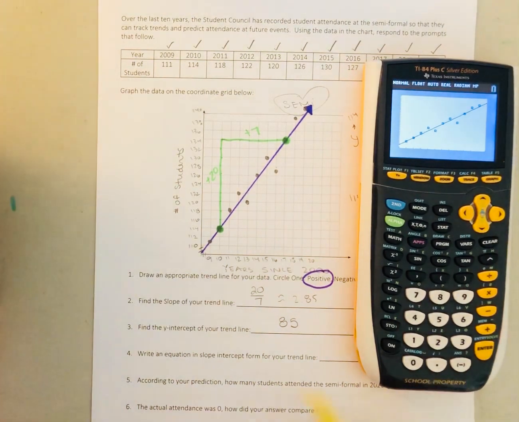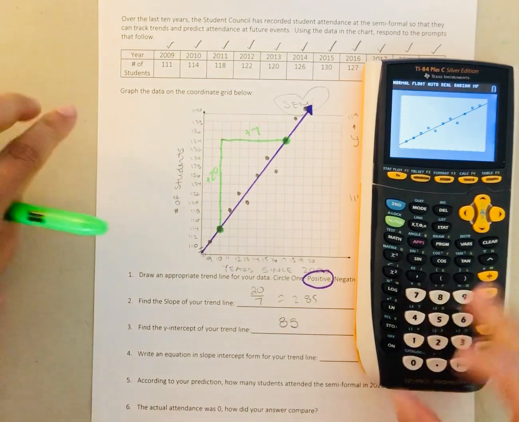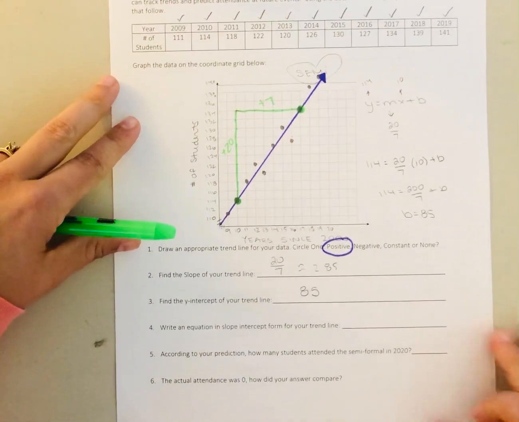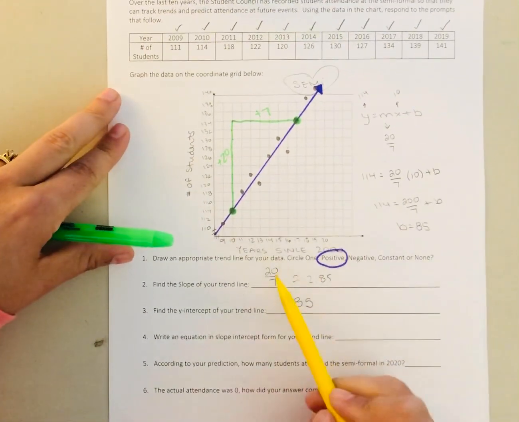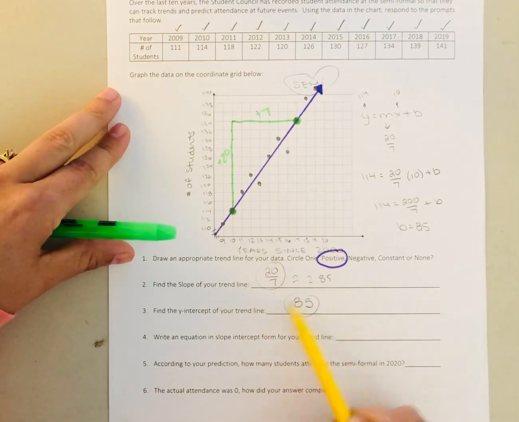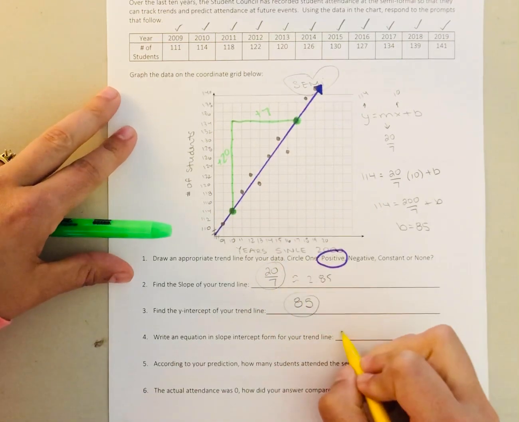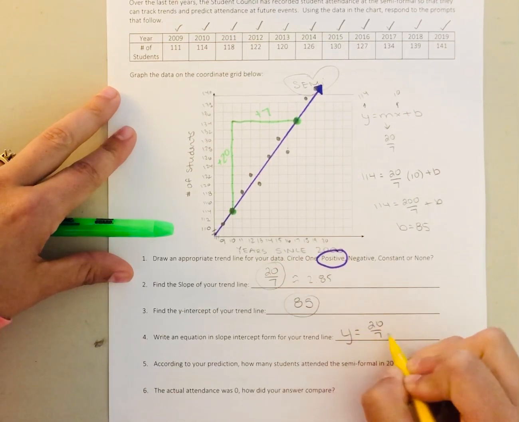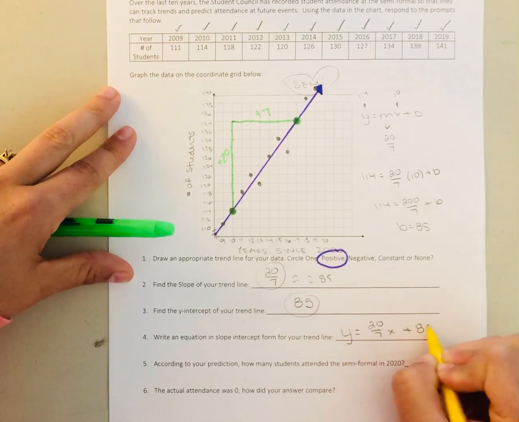So I don't want you stressing out about finding y-intercepts. Generally, it's not that bad. The only reason we had to do those extra steps is because we had that break in the graph. But just use some logical reasoning or grab yourself a calculator or just ask for help. Okay, so now I'm ready. I have my slope. I have my y-intercept. Y equals mx plus b, so 20 over 7 x plus 85.